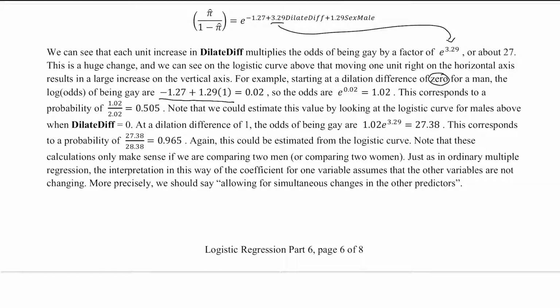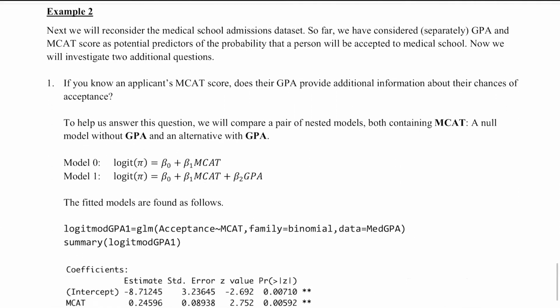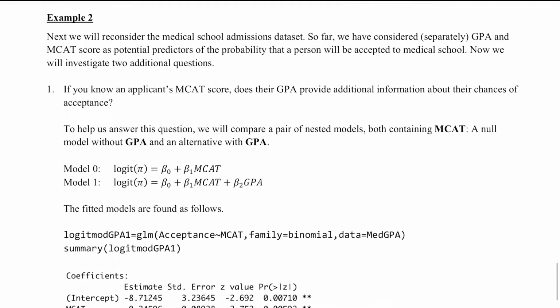So just keep in mind, when we're focused on one of our predictors like dilate difference as we were here, then we should be comparing man to man or woman to woman. So we imagine that other predictors are staying constant, or the best thing we could say is allowing for simultaneous changes in the other predictors. Here's what we expect to happen when, in this case, dilate difference increases by 1.